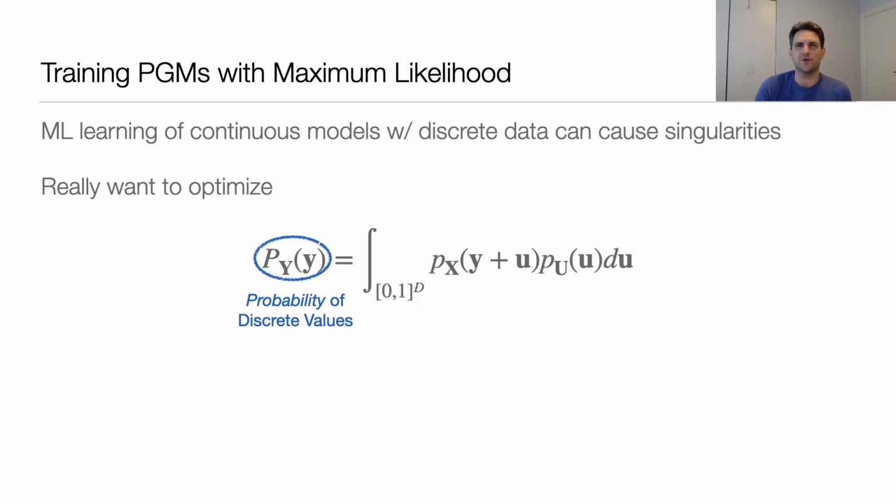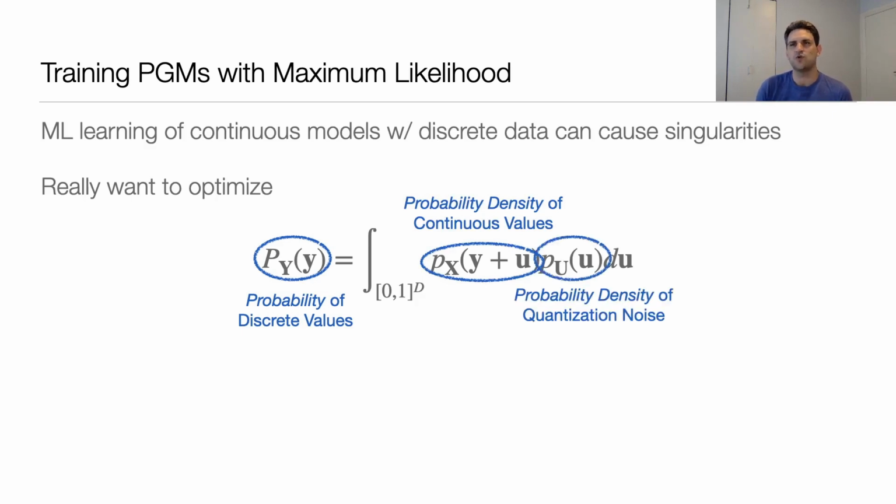If we want to represent that in terms of a continuous distribution, we're going to represent it this way, because we're going to assume that there is a continuous density underlying our intensity values. But it's just been rounded or truncated to the nearest integer for the purposes of our representation. And so we can directly represent that in our learning procedure, where we have this probability density of the underlying continuous values, and then we have some quantization noise.